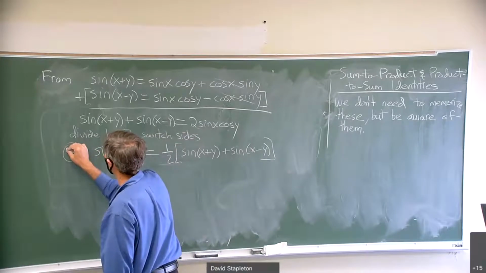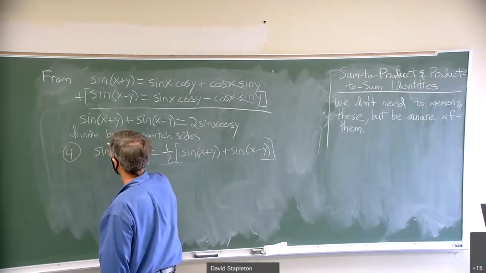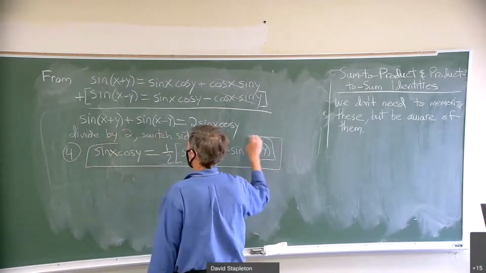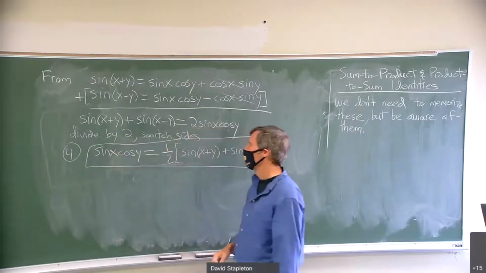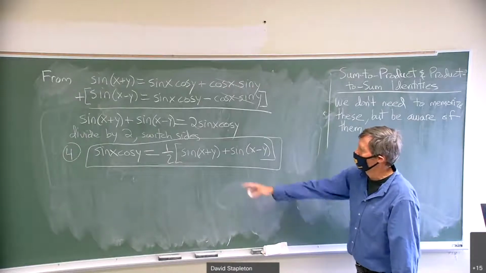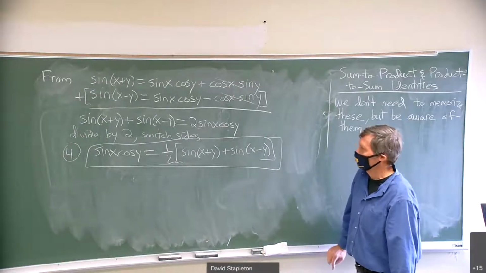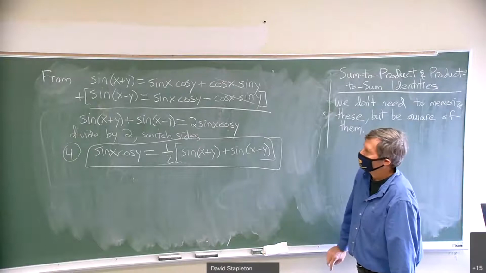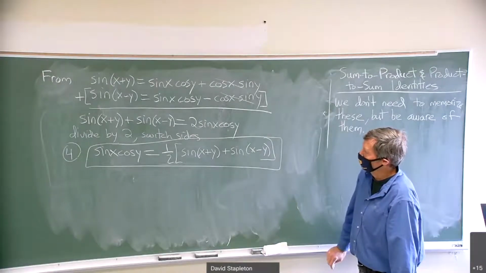Call that 4. You can take a sine of an angle, and a cosine of another angle, rewrite it as a sum of two sines. Kind of an interesting result. It's one of the surprising things about trigonometry.